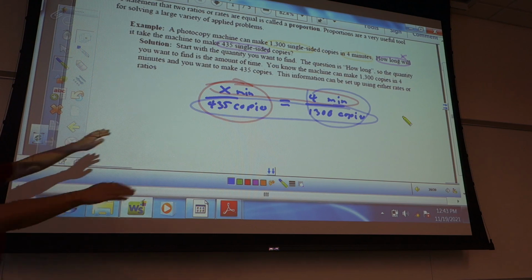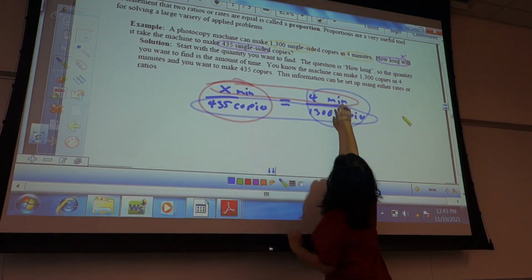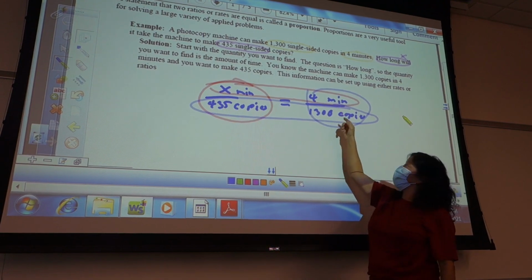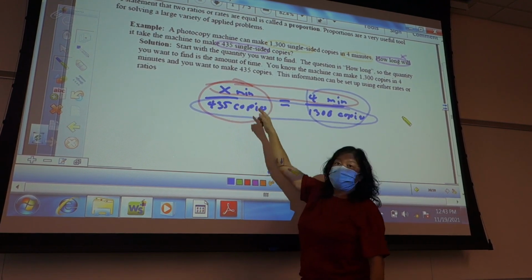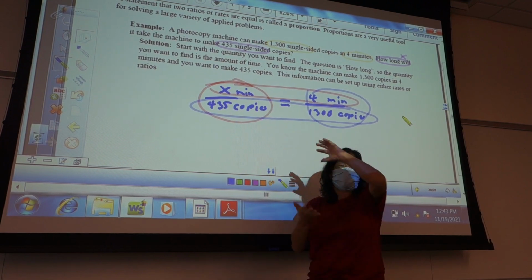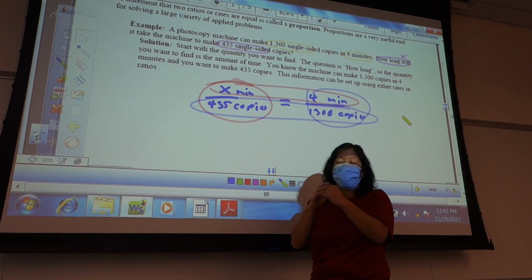These folks have a relationship, they're both copies. These two have a relationship because it takes 4 minutes to make 1,300 copies. These two have a relationship because they're both minutes. So they have a relationship with the one below or above them and the one across from them. That's how you know you haven't flipped them around the other way.